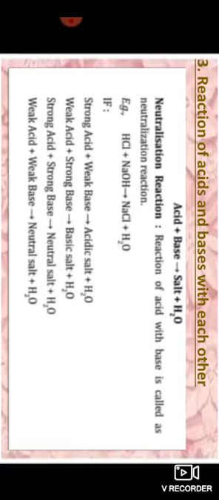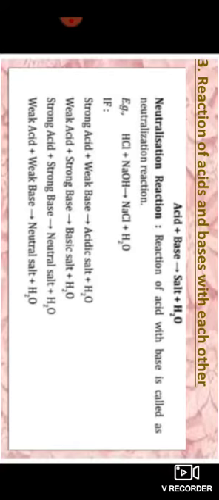Next is property number 3, the reaction of acids and bases with each other. As we have already discussed, when acid and base react, they form salt and water, and this reaction is called a neutralization reaction. This is one of the topics of this unit. In the same way, as given below, we will discuss this in the salt topic.